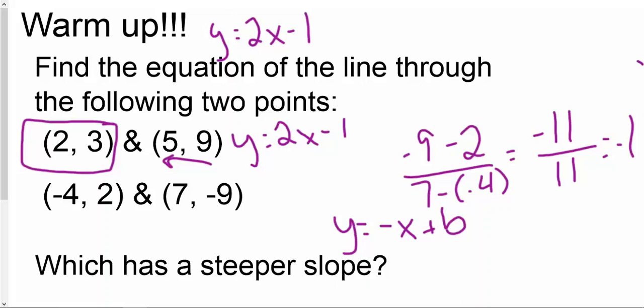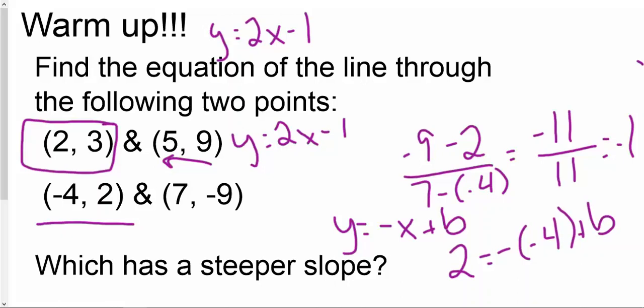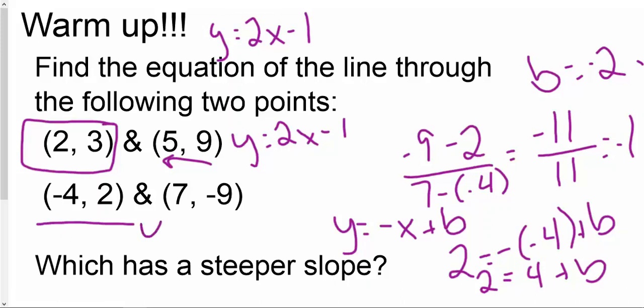Let's go with negative 4, 2. So 2 equals negative times negative 4 plus b. So that means that b plus 4 is equal to 2, so b equals negative 2. And so from here, I know my equation should be y equals negative x minus 2.